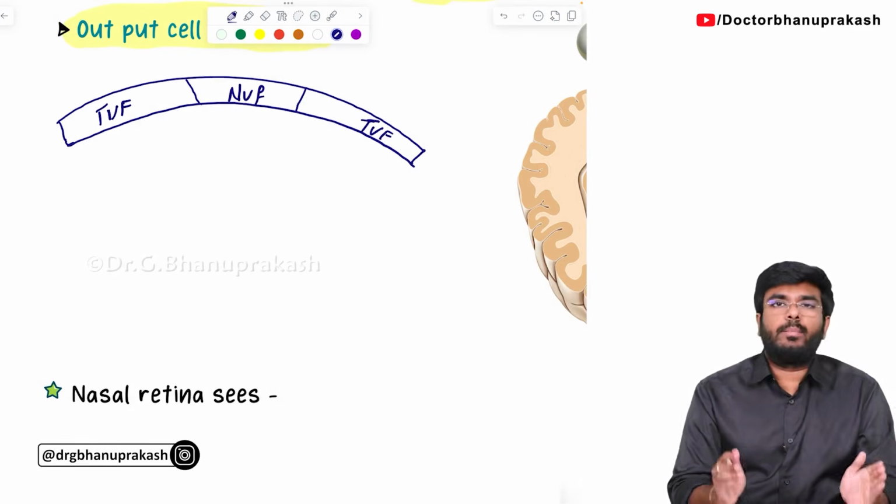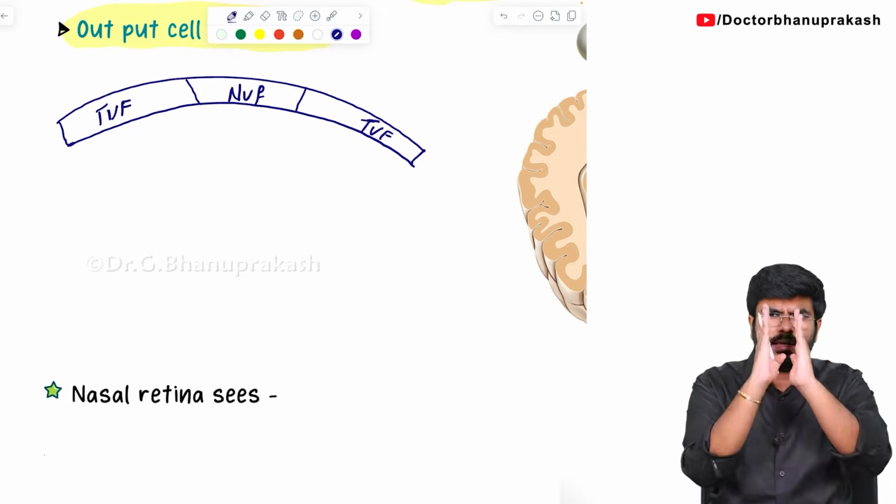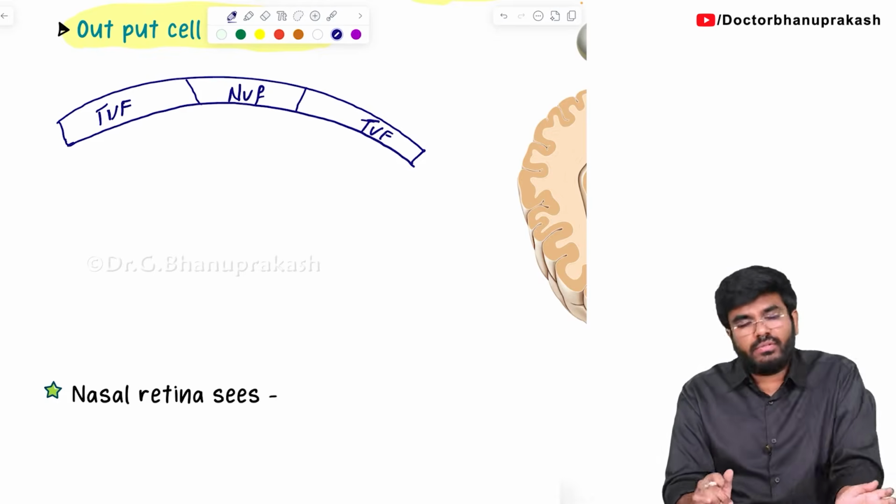Okay, nasal visual field and temporal. Temporal means side. So this is my temporal vision or peripheral vision, and here is the central vision or the nasal vision. So this is the visual field.